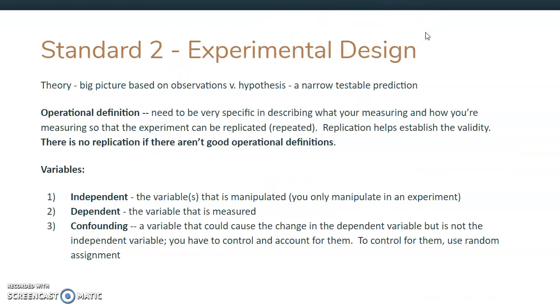All right, experimental design. This is a big one. This typically is not a huge amount of multiple choice questions. Of course, there will be on our test, but this is prime material for an FRQ, okay? So a theory is just the big picture. Your hypothesis is creating that testable prediction. So we're taking our theory and we're doing something that we can actually test.